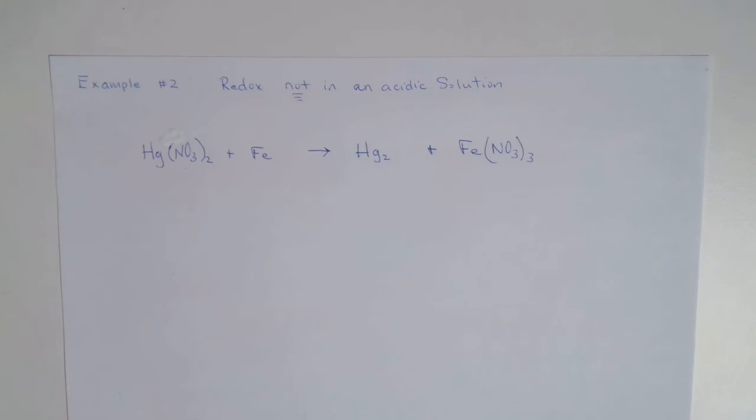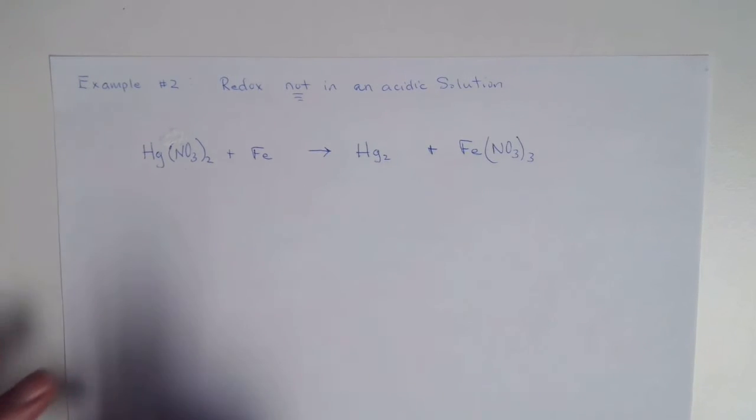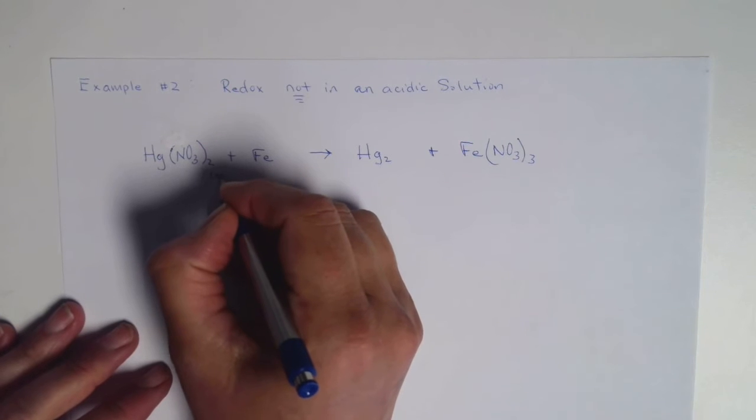All right, I'm going to go through example number 2 for AP Skyview Chem, a redox reaction not in an acidic solution. In this one, I'm going to show you a couple of things. First of all, we can write this in its net ionic form. So please recognize it might be easier for you to do that.